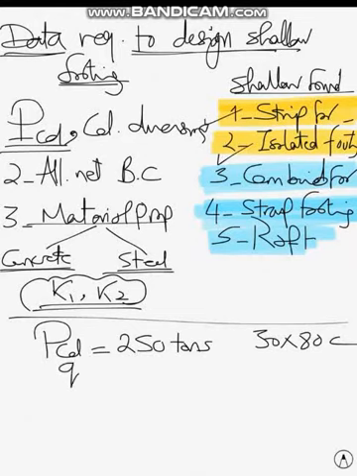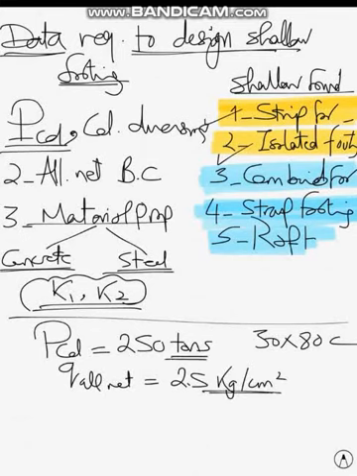The allowable net bearing capacity in this construction site is equal to 2.5 kilogram per centimeter squared, and you have to notice that there is a difference in units between the tons, the column load, and the bearing capacity.